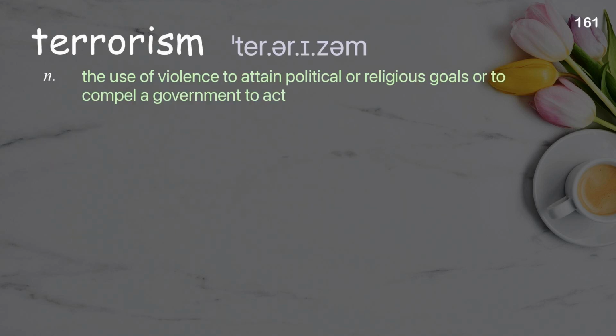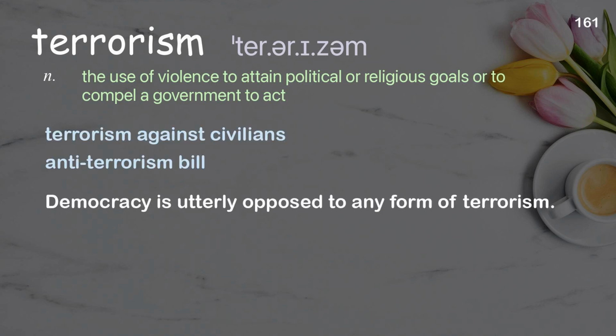Terrorism. The use of violence to attain political or religious goals or to compel a government to act. Examples: Terrorism against civilians. Anti-terrorism bill. Democracy is utterly opposed to any form of terrorism.